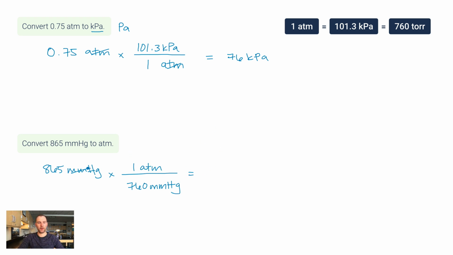Don't be fooled by the fact that torr and mmHg are the same thing. My first name is Nicholas, but I go by Nick, but technically I have two names. It's still referring to just me, so that's the same idea here. This is 1.14 atmospheres.